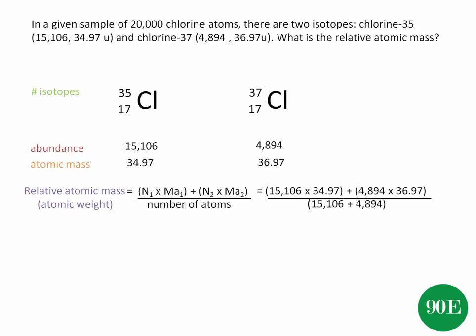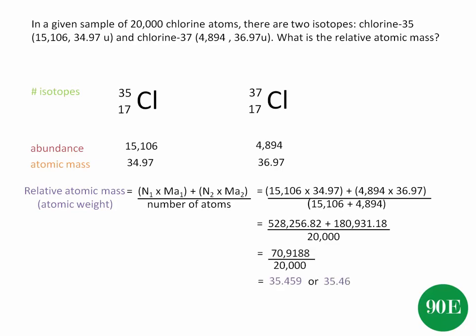So the numbers that we've put into this equation look like this. If you calculate that a little bit further along, it looks like this. And the final numbers will look something like this, where the relative atomic mass is 35.459, or if we reduce it down to 4 significant figures, 35.46. Now let's compare that relative atomic mass to the standard atomic weight of chlorine, and that is 35.45. The numbers are almost identical, which means that this sample here is pretty much a sample of normal chlorine atoms.